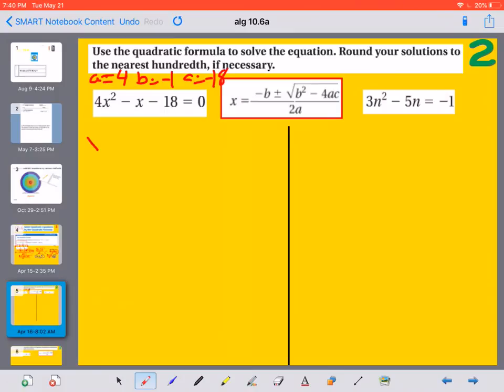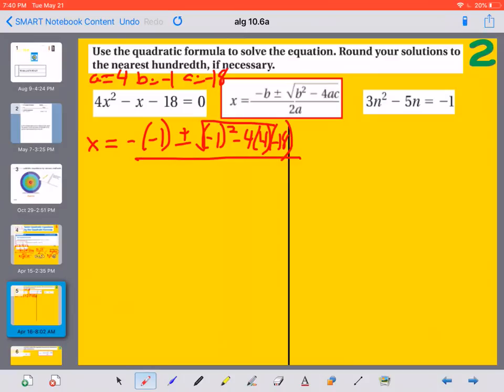So if we put this in our quadratic formula, x equals negative b, so we're going to have a negative 1, plus or minus the square root of negative 1 squared minus 4 times 4 times negative 18, all over 2 times a, which is 4.